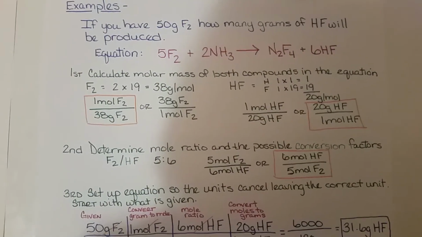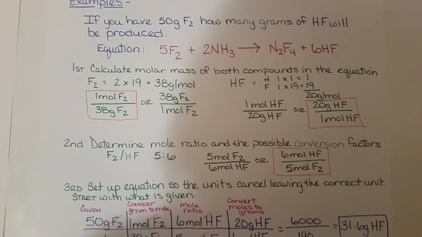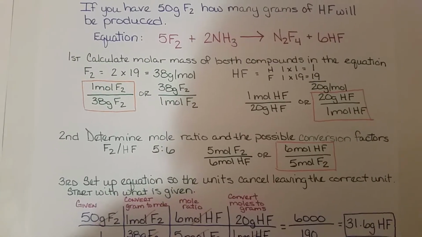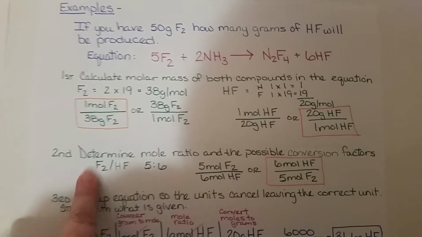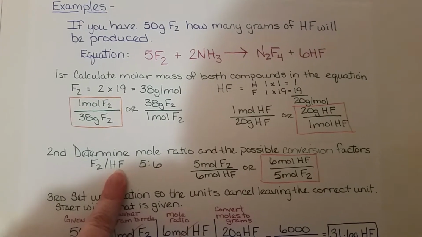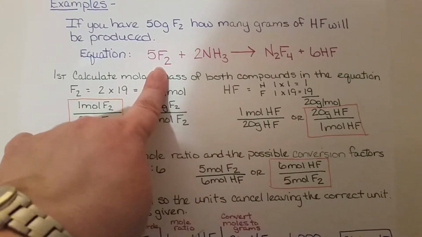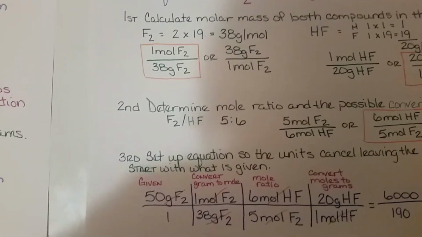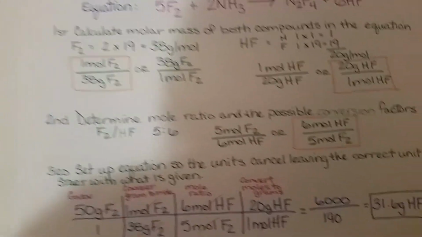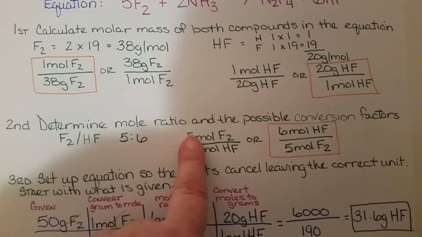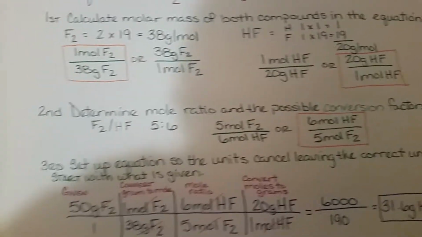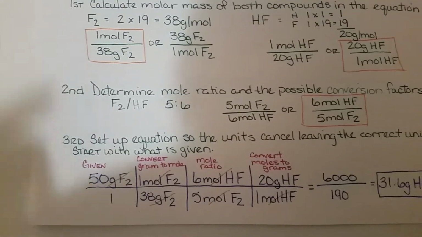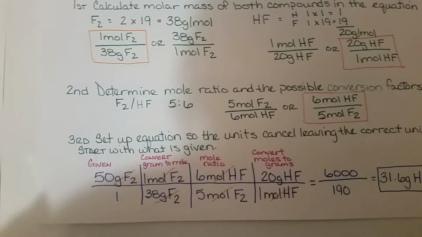The next step is to determine the mole ratio. This is what you did earlier this week. So in this case, we're comparing F2 to HF, or fluorine gas to hydrogen fluoride. I go back up to the equation. I have 5 moles of F2. I have 6 moles of hydrogen fluoride. So my mole ratio is 5 to 6, which gives me 2 possible conversion factors. I can put 5 moles of F2 on top, or I can put 5 moles of F2 on the bottom. Again, I choose based on what units I need to move around.